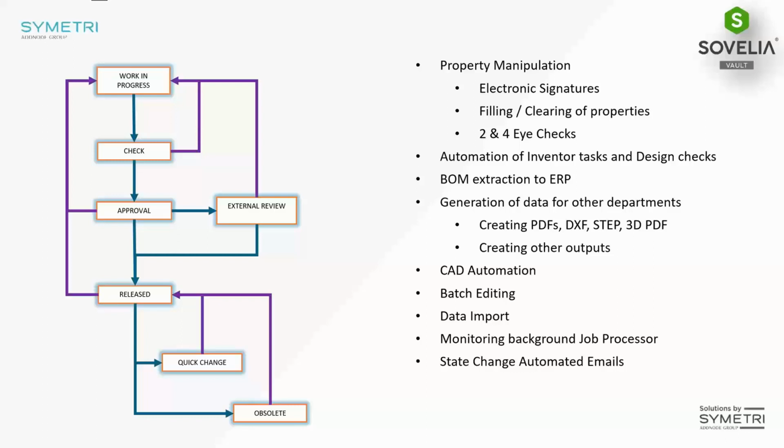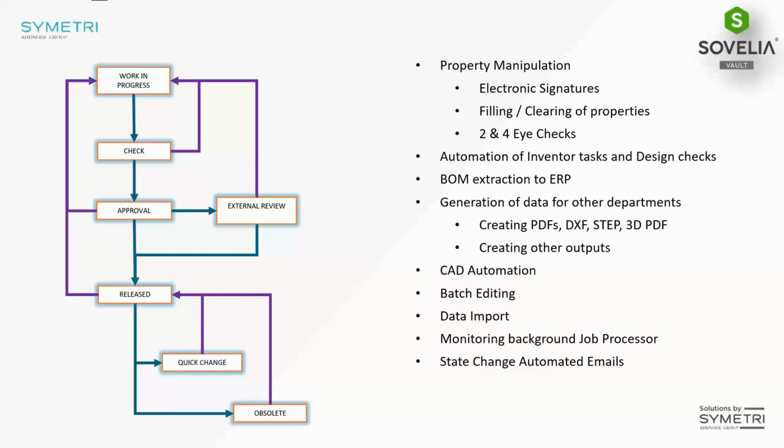CAD automation and batch editing, these kind of go a little bit hand in hand. Just consider, say you have a vault with 10,000 files and you want to write a script and run that script on all of those files to modify them. Similar with a 3D model, you might have an Inventor iLogic script that you've done up, and you might want to apply that to a bunch of files there as well. So we have the ability to take a large quantity of files and modify them in bulk, and a lot of these tasks will just run on the job processor.